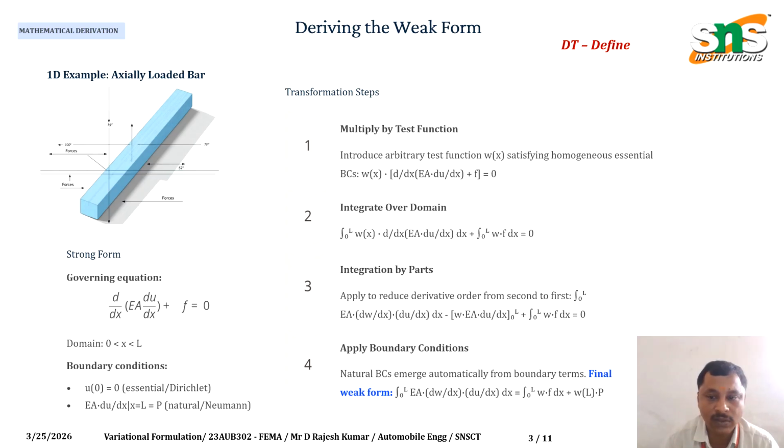So let us see how the problem is solved step by step. On the slide, the first step is multiplying by the test function. The second step is to integrate over the domain, and step number 3 is integrating each part, and finally you have to apply the boundary conditions. This is the important step, because only if you apply the boundary conditions can you get the appropriate results. So let us meet in another part. Thank you.